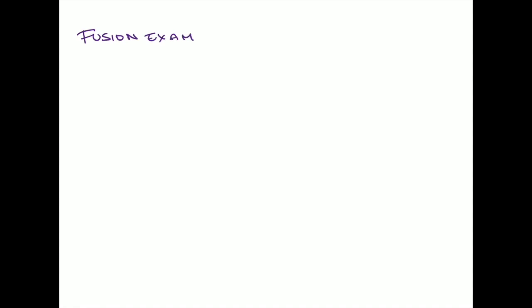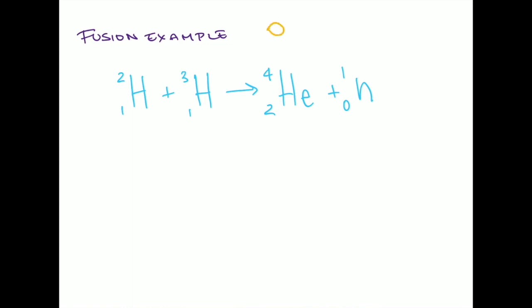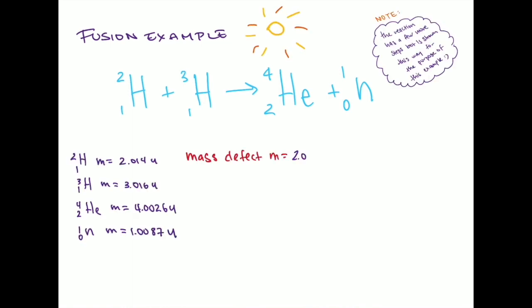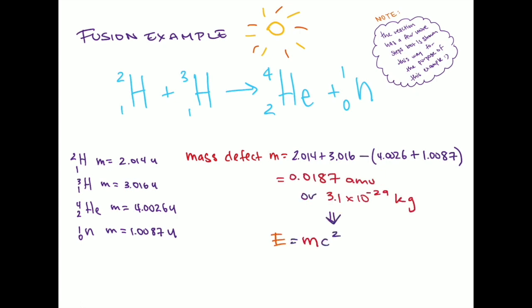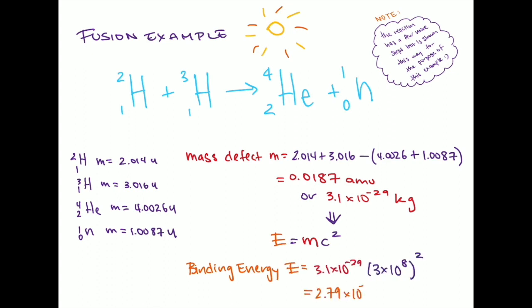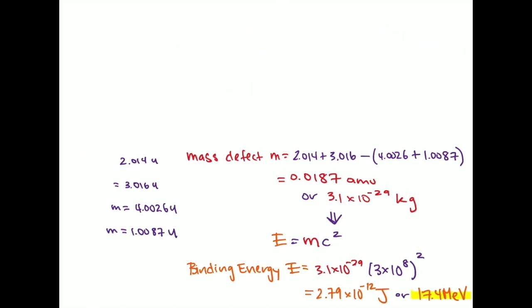Let's look at an example where deuterium and tritium fuse into helium-4 and release a neutron, which actually takes place in our Sun. Using the masses of each of the reactants and products to obtain the mass defect, we can figure out the binding energy. The mass defect in atomic mass units can be converted to kilograms and then plugged into the mass-energy equation to give a binding energy of 17.4 mega-electron-volts.